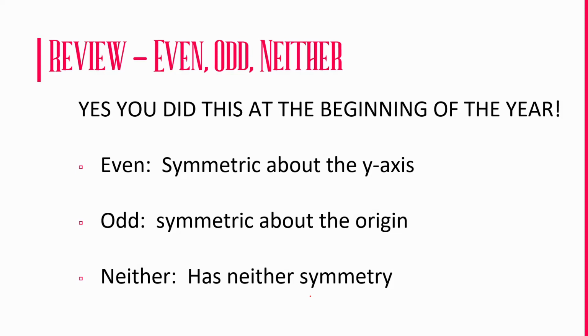Old news, because we have identified even, odd, and neither. That was our very first piece of information this year. Remember, even is symmetric about the y-axis, so that means it folds over the y-axis. Odd is symmetric about the origin, so that is a rotation, or if you want to think of it as a fold over the x, fold over the y. And then we also said that it has neither, which means it doesn't have either of those two symmetries.